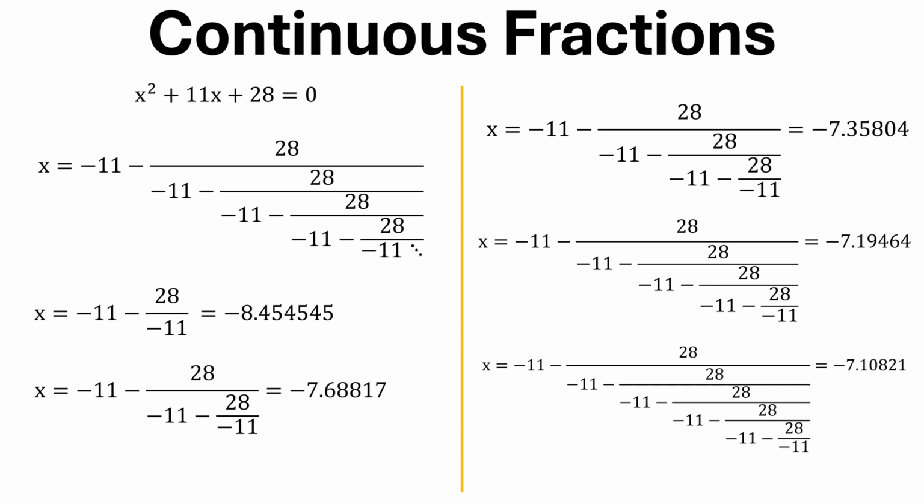To find the other solution, you can use Vieta's rule, which says the product of the roots is c over a, which is 28. 28 divided by negative 7 is negative 4.